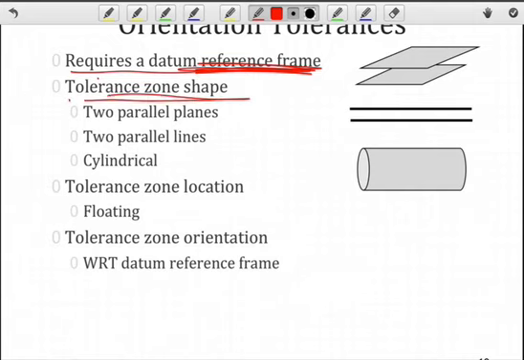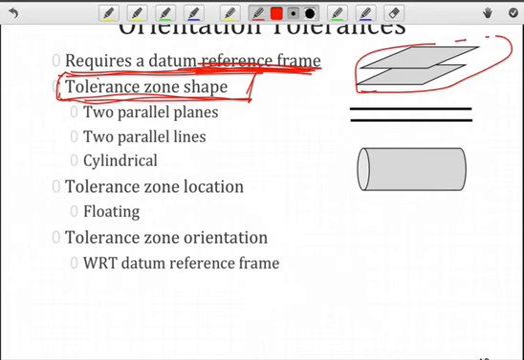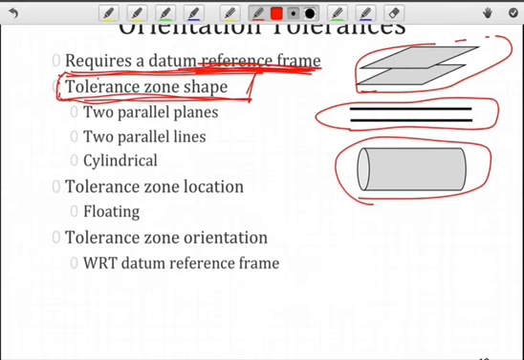The shape of the tolerance zone, again, as you know, you need to be able to define the attributes of the tolerance zone, and shape is one of them. We're going to see two parallel planes, or a box, trying to enclose a planar surface, or two parallel lines trying to enclose a line geometry, or a 3D tolerance zone, a cylindrical tolerance zone that encloses an axis.